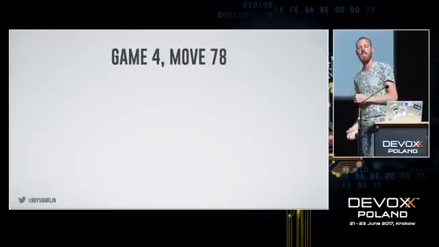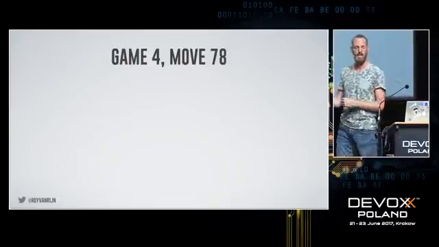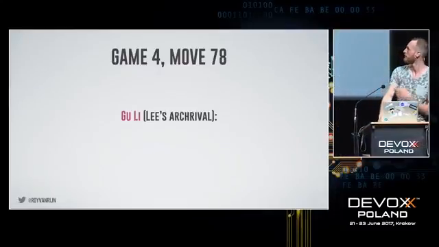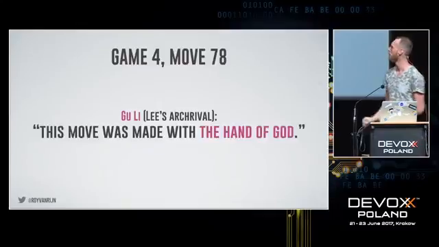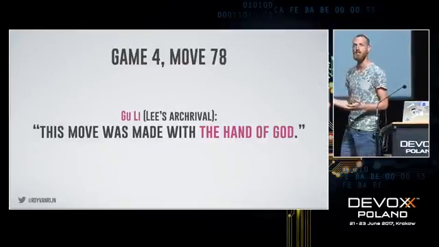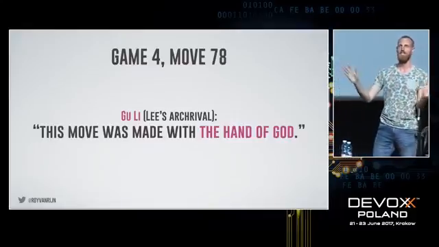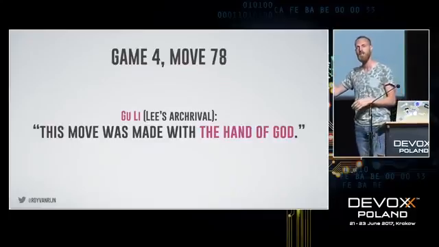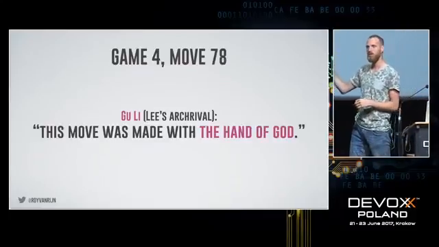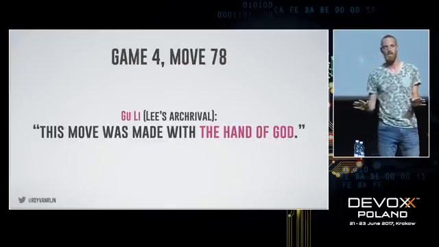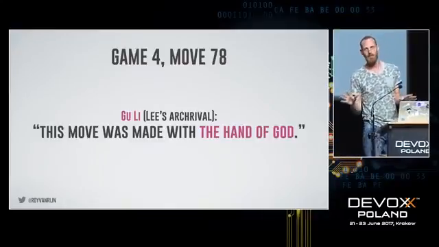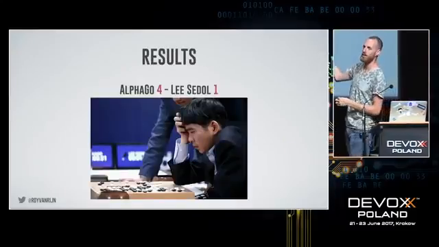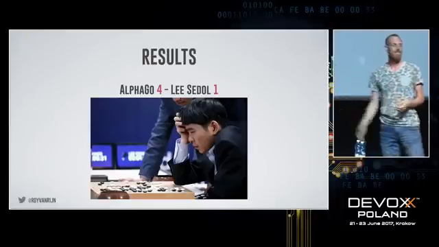There was another spectacular move in game 4, which was move 78. I don't have a video, but Gu Li, who is Lee Sedol's arch rival, said, "This move was made with the hand of God." Beautiful, right? But this isn't a move made by AlphaGo. This was a move by Lee Sedol. He made another surprising move, which AlphaGo completely missed. And AlphaGo made a couple of mistakes, and Lee Sedol actually won. But yeah, in the end, 4-1, he kind of got beaten badly.